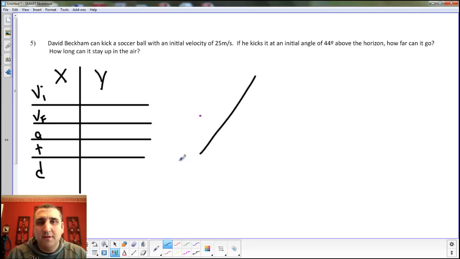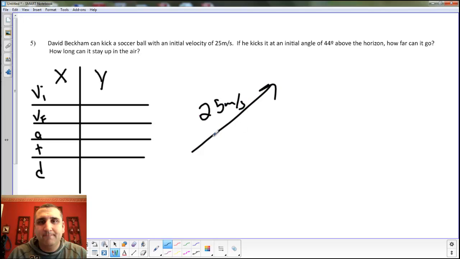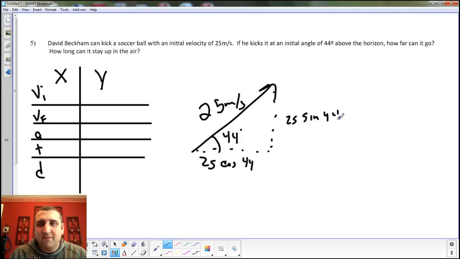We can kick it 25 meters per second at an angle of 44 degrees above the horizon. So once again, we've got a triangle. This is the real velocity that he kicks it, but it's going somewhat in the x and somewhat in the y. We need to figure that out. So to do the shortcut again, 25 cosine 44 and 25 sine 44. This should give you 17.98. This should give you 17.36.